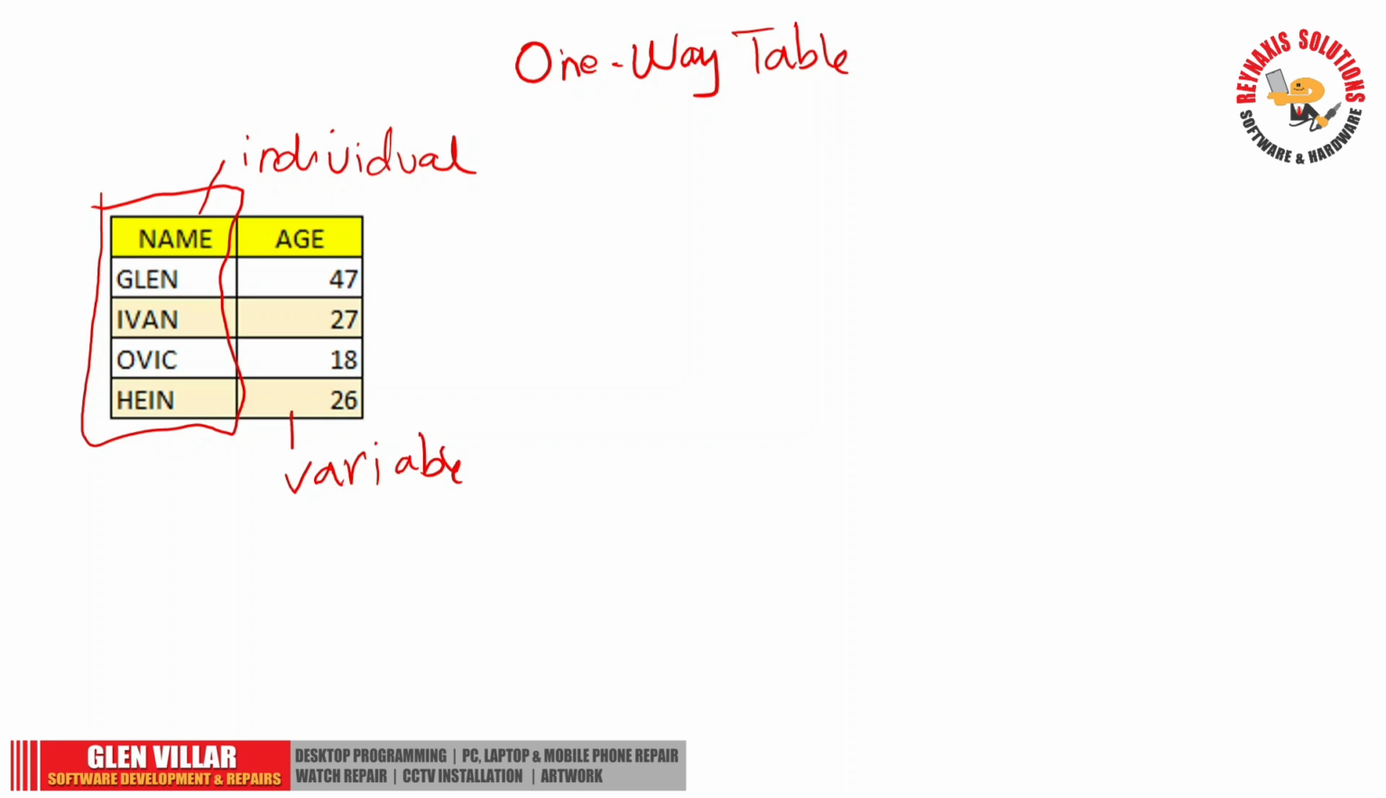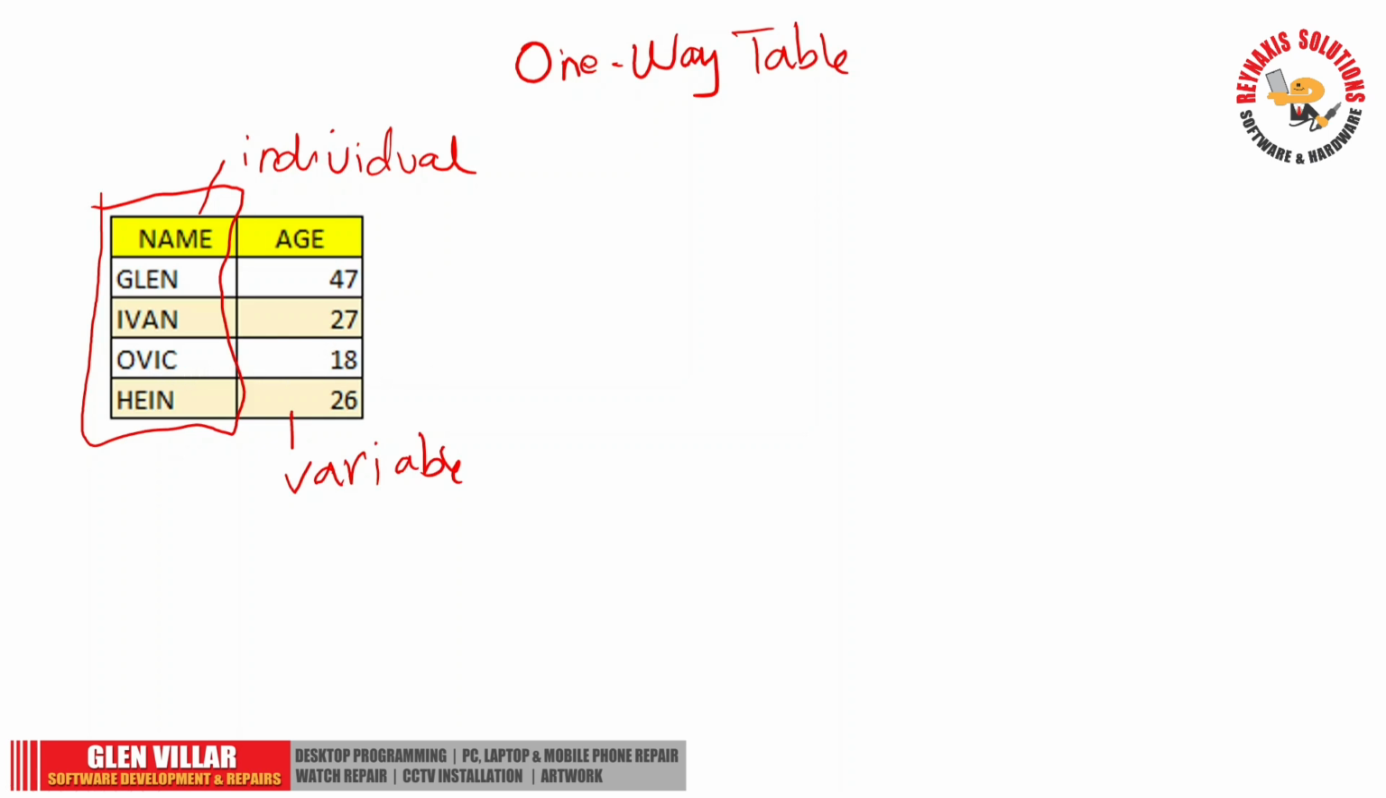So for example, if I give the age of a person and if I say the age of the person is 47, you will ask which person. So in this example, that would be me, the Glenn. And since we are dealing about age, we can also ask about who is the youngest among the individuals in this table. So we can refer to the age column to our variables and find the lowest number, which is 18. Now we can trace back the 18 to the name of the individual, which is Ovik.